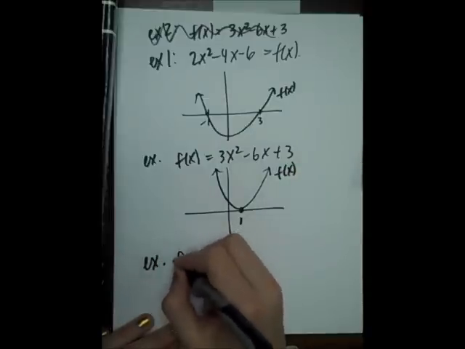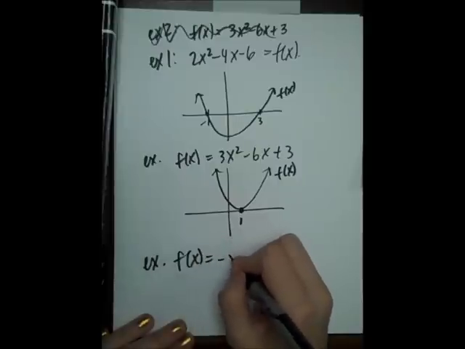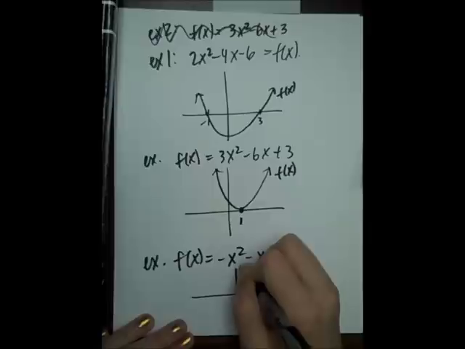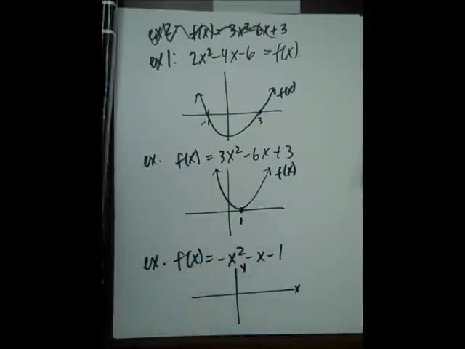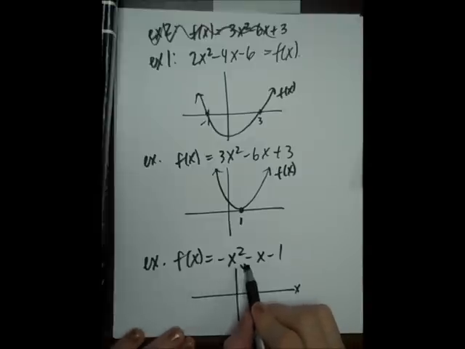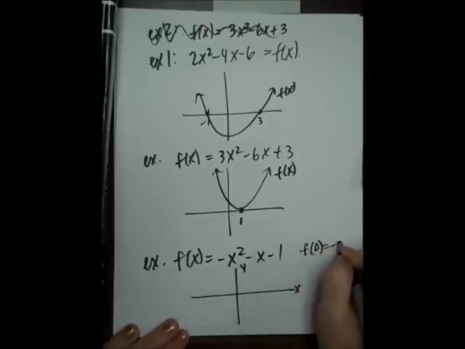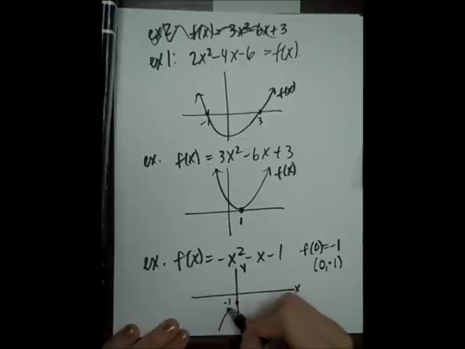And then lastly, let's look at my last function, which was negative x squared minus x minus 1. Now, this doesn't have any roots, which means that it's not going to intersect the x-axis at all. Do I know any points on this graph? Well, when x is 0, I get that f of x is negative 1. So I'm going to have the point 0, negative 1 on the graph. So it looks like that. It's facing down. So there's my f of x.